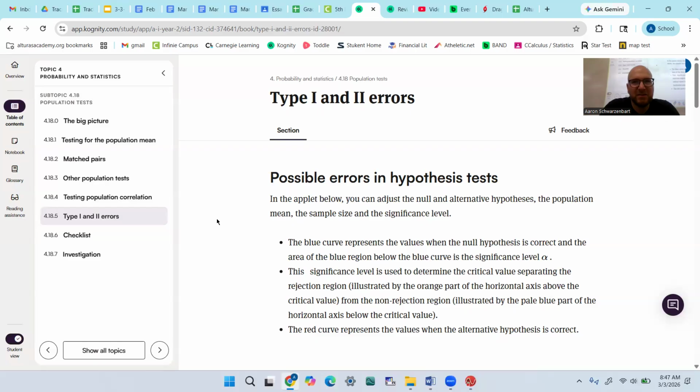Type 1 is when HA is concluded, should have been H naught. Yep. We concluded HA. We reject H naught and conclude HA, but actually H naught is true.